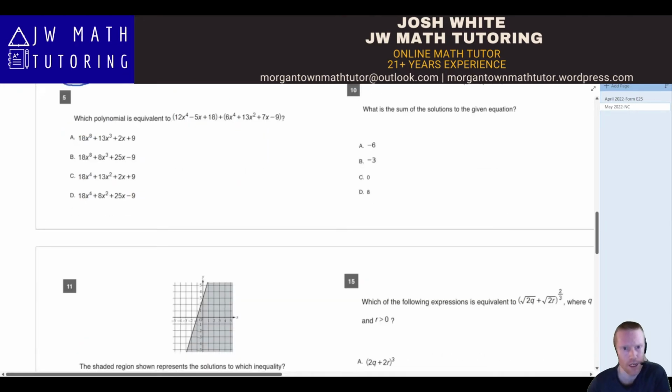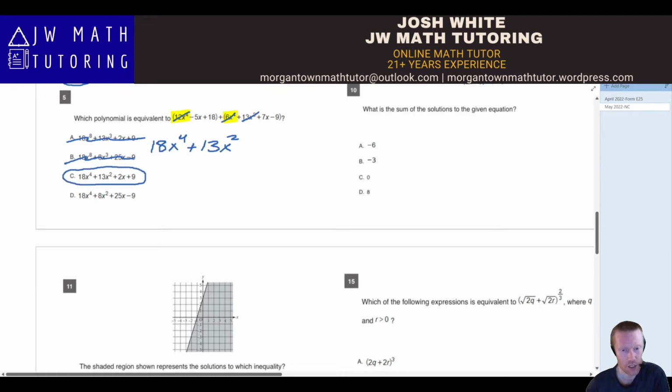Next, problem 5 just deals with adding two polynomials together. All we're doing in this problem is combining some like terms. For example, here we have an x to the 4th, here we have an x to the 4th, so that's going to be 18x to the 4th. Now notice we can already eliminate two answer choices, A and B, right off the bat. Next, notice that there's only one x squared term, so we're just going to copy that down, 13x squared. Notice the correct answer here is now going to be letter C.